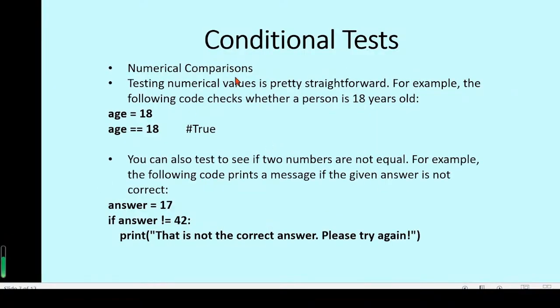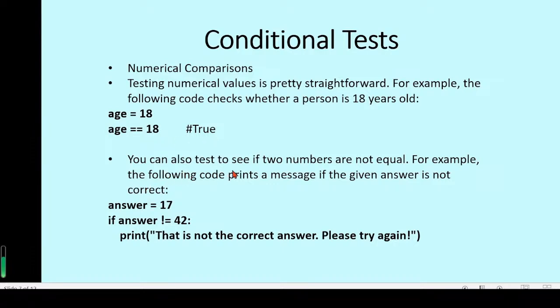And the numerical comparisons. Testing numerical values is pretty straightforward. For example, the following code checks whether a person is 18 years old. If the person is 18 years old, then you test numerically if the age equals 18. You get a true result.